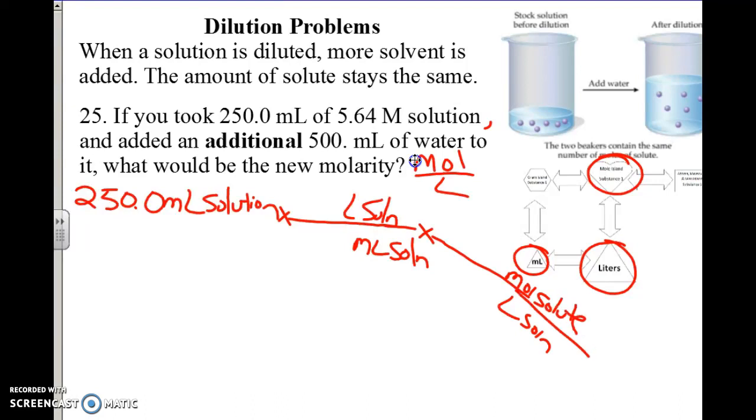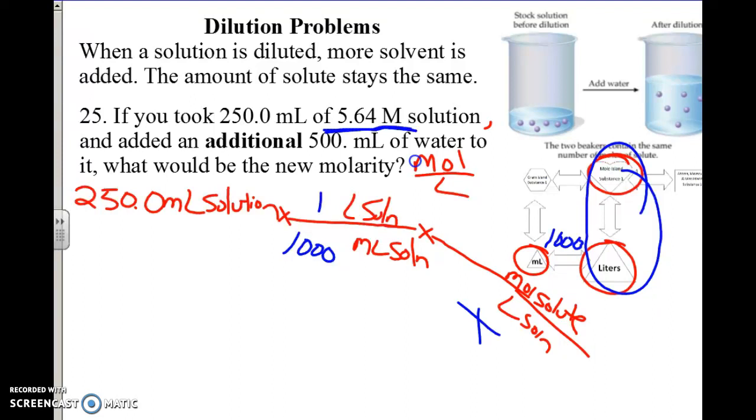All right, so now we go back and we put in some numbers. When we go from milliliters to liters, this is 1,000 right there. So that would be 1,000 milliliters in 1 liter. And when we do this part right here, which is moles over liters, we use the molarity that they give us in the problem. So that is 5.64 moles in 1 liter.